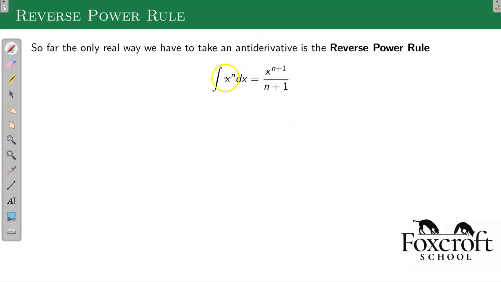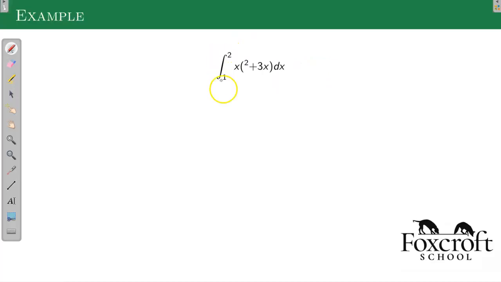All right, and really our only tool we had when we first learned the fundamental theorem of calculus is the reverse power rule. And that's just the opposite of the derivative power rule. We add 1 to the exponent and divide by the new exponent. And I forgot the plus C. All right, so in this example, I forgot an x.